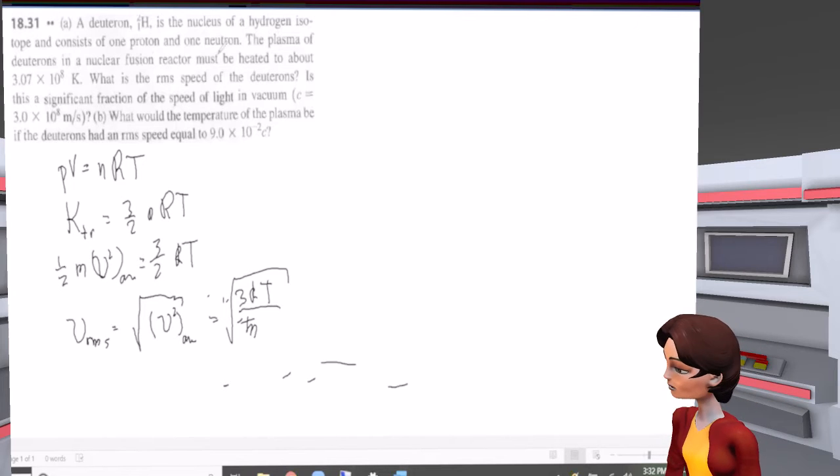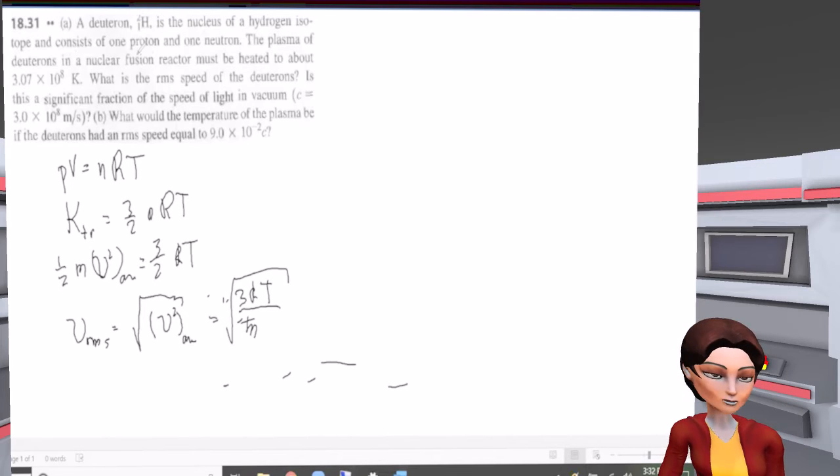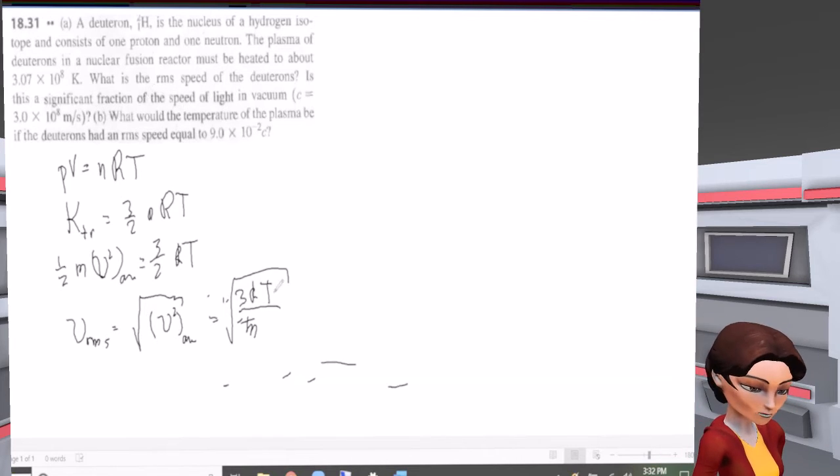A deuteron is the nucleus of a hydrogen isotope and consists of one proton and one neutron. The plasma of deuterons in a nuclear fusion reactor must be heated to about this given. So we have this temperature.